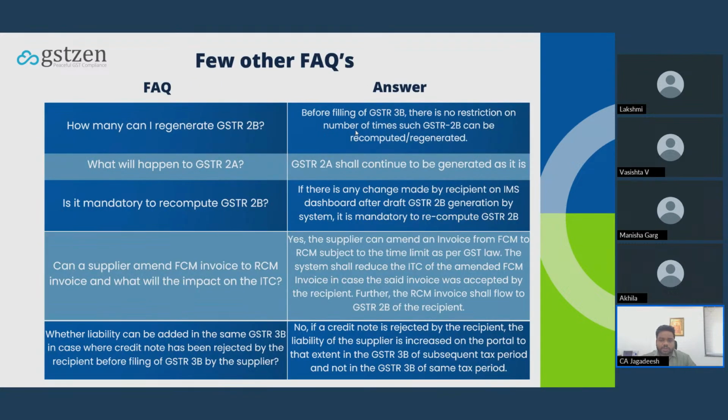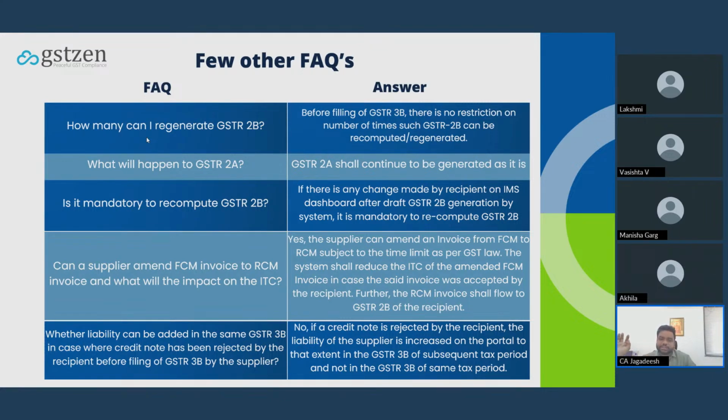So we'll see some other FAQs. How many times can I regenerate the GSTR-2B? That is, how many times can I click recompute 2B? There is no limit. You can recompute your GSTR-2B as many times as you want, but subject to before filing your GSTR-3B. What will happen to GSTR-2A?